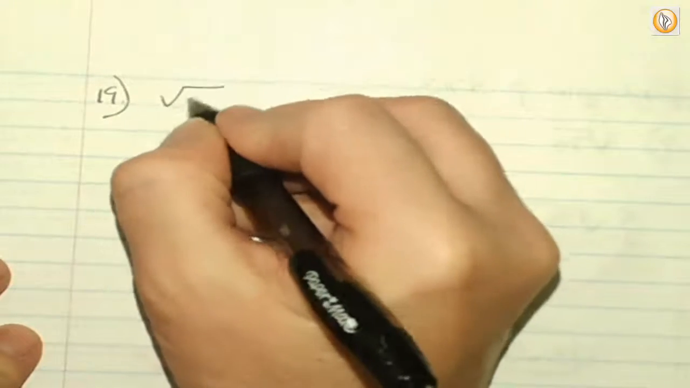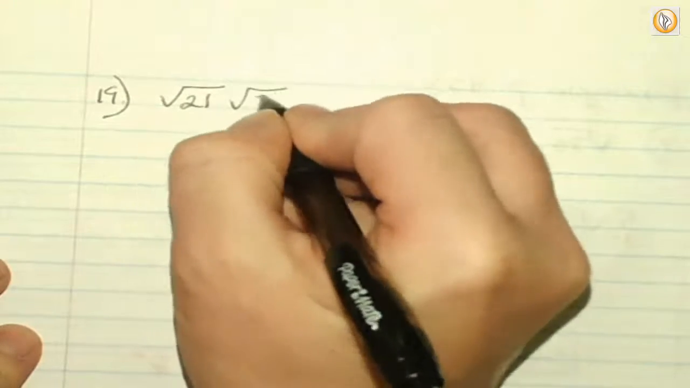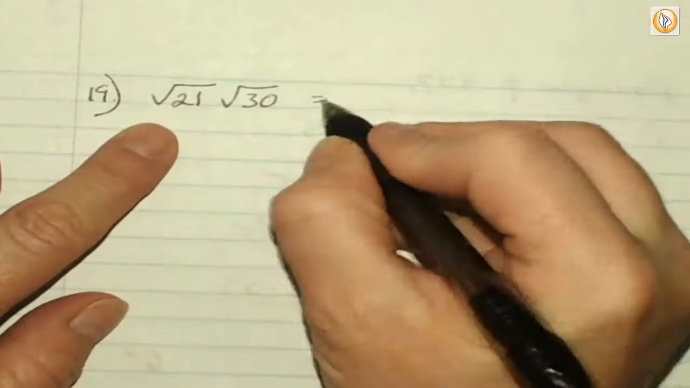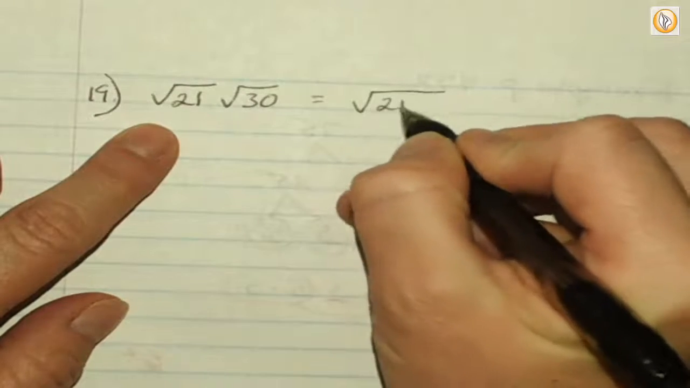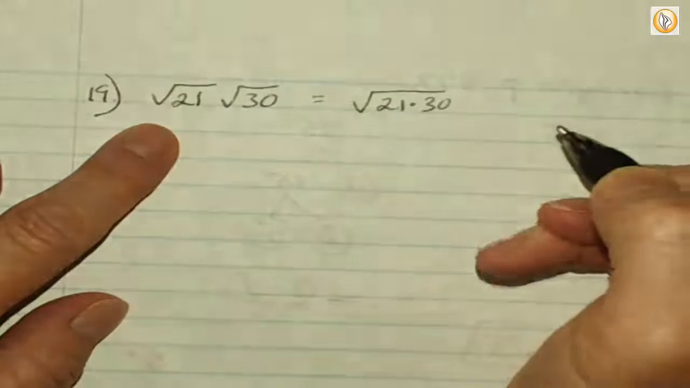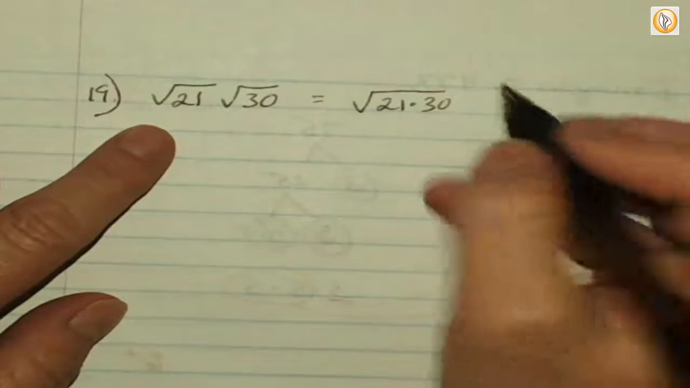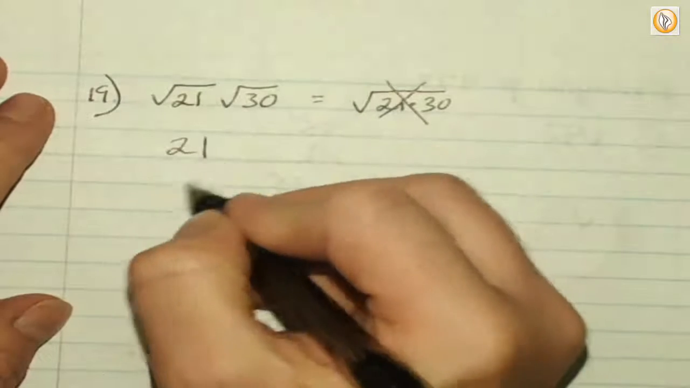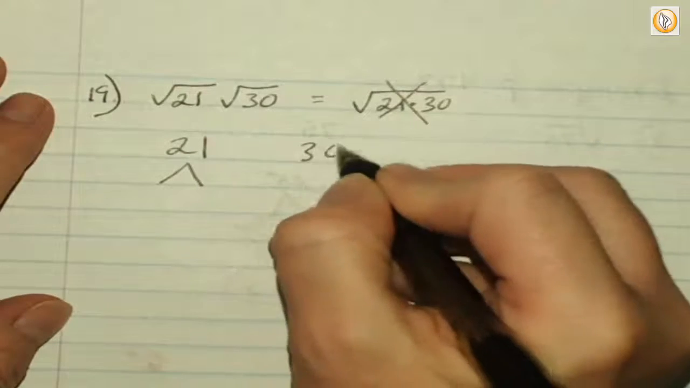19 is the square root of 21 times the square root of 30. Izzy, you did a good job, by the way. You and Michael are doing great. All right, so in this case, if you were to multiply 21 times 30, that's getting ugly. So I would do your factor tree for both.